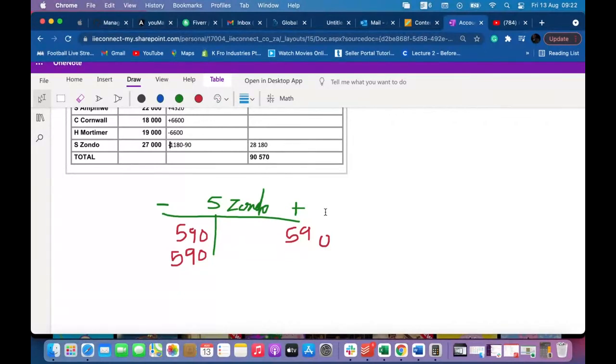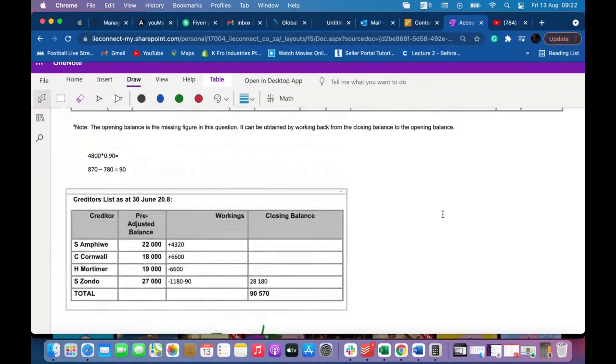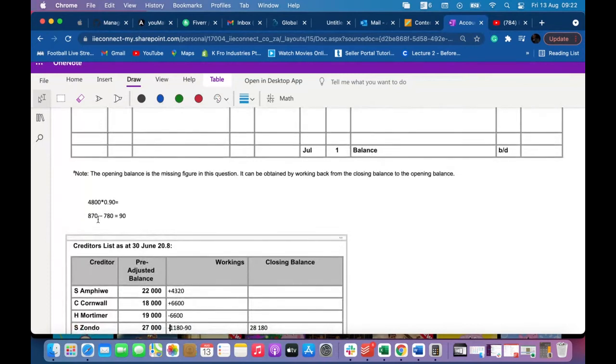3.6. There they are saying no entry has been made for interest charged at 12% per annum on our overdue account of 18,000 by C. Cornwell on 30 June 2008. The account is 4 months overdue. Wow, guys. Ish, we're not paying our bills, eh?